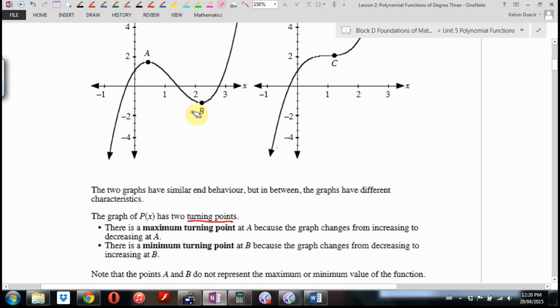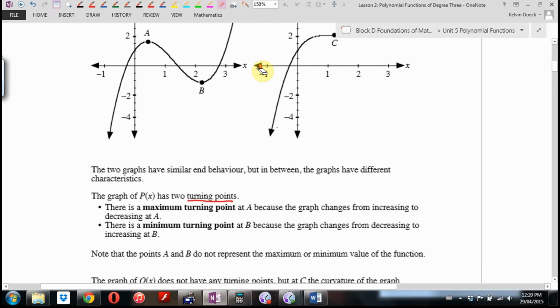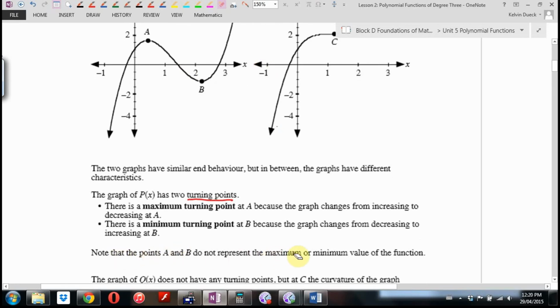They're turning points. There's a maximum turning point because the graph changes from increasing to decreasing. There's a minimum turning point because you're going from decreasing to increasing. A and B are not the overall maximum or minimum. The range is all reals. But the math word we use is locally, they're a maximum or minimum. And your graphing calculator can find those.